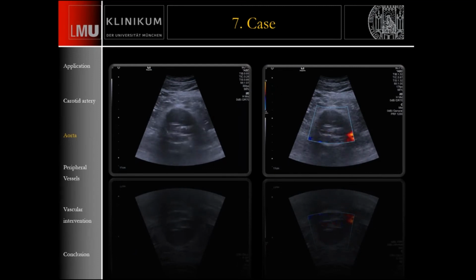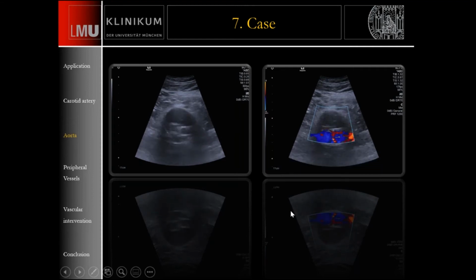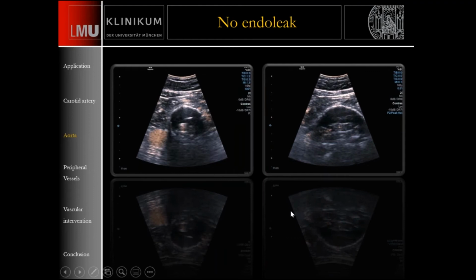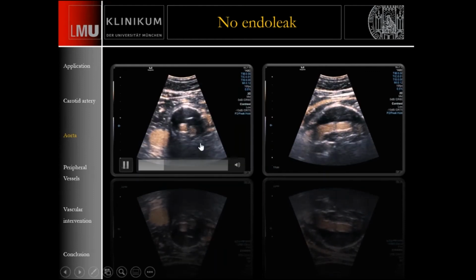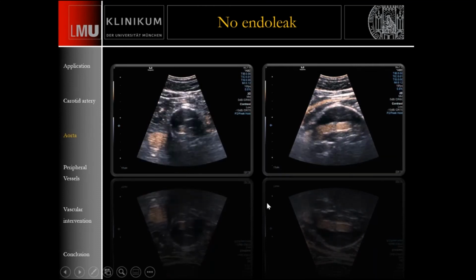So if you now look at the grayscale, you see the aorta, you see the 2 branches of the stent graft. We see some coloring in this area. Is this now a leak over the IMA, or what else? If we inject contrast, there is no contrast inside. This is just an artifact from the air. Also in the longitudinal plane, in Doppler it looks like an IMA endoleak, but contrast ultrasound could exclude any leaks.